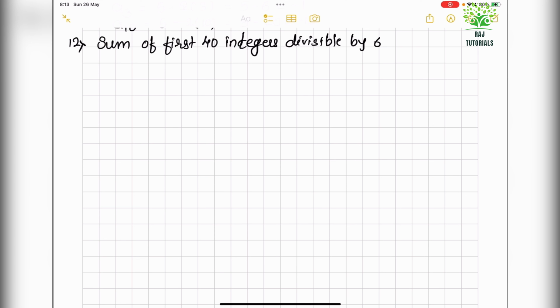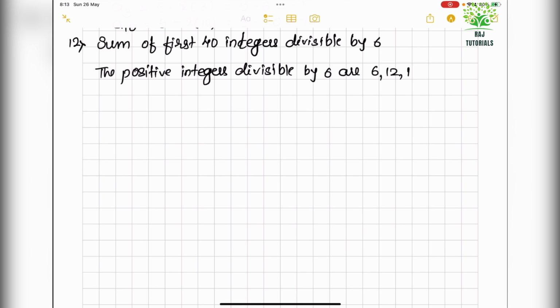Now the next question is asking, find the sum of first 40 positive integers divisible by 6. So the positive integers divisible by 6 will be 6, 12, 18, 24 and so on. So here a will be 6, d will be 12 minus 6, that is 6.